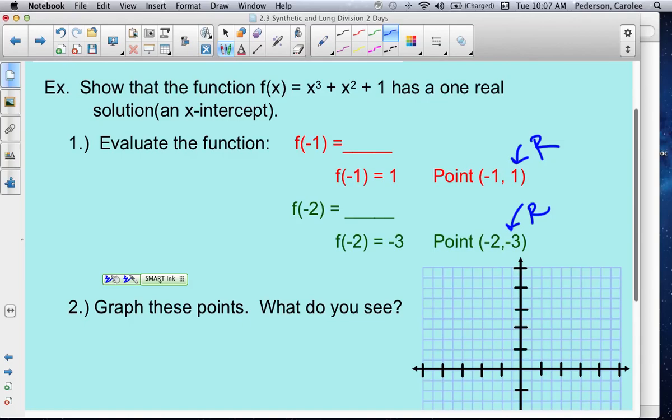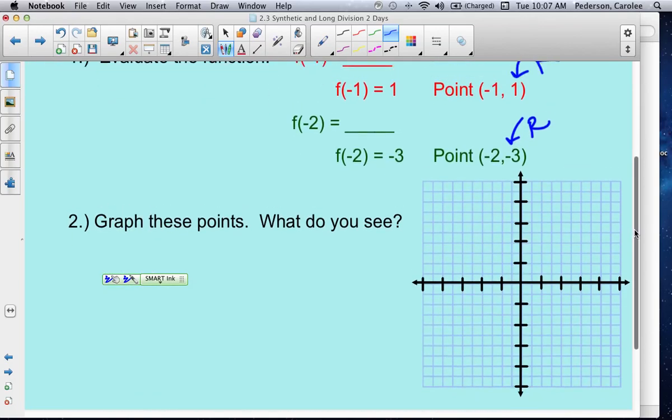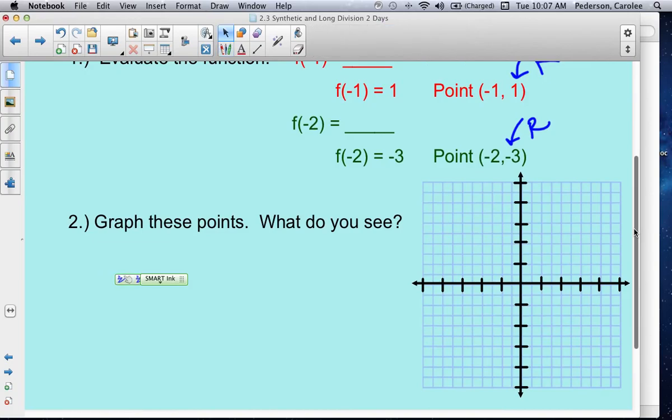Let's go out and graph it. So we're just going to graph those 2 points, the red and the green one. So we have a point -1, 1. And then we have another point at -2, -3. And it's a continuous function here.